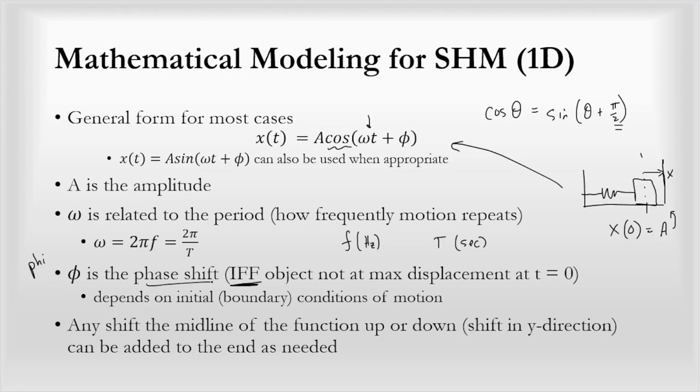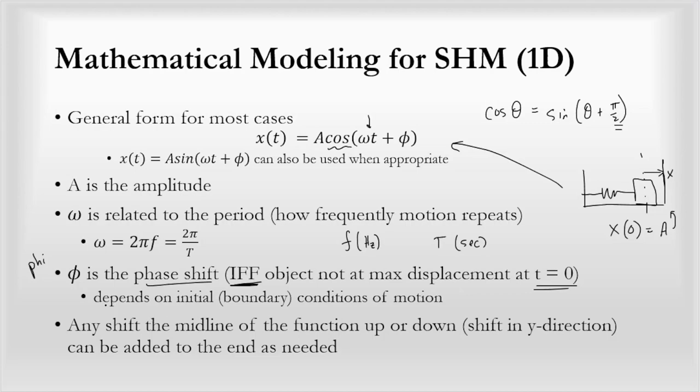You will have a phase shift if t equals 0 does not happen at that point in time. You can start a clock anytime in simple harmonic motion at any point in that motion. So you could have some random phase shift depending on when t equals 0.